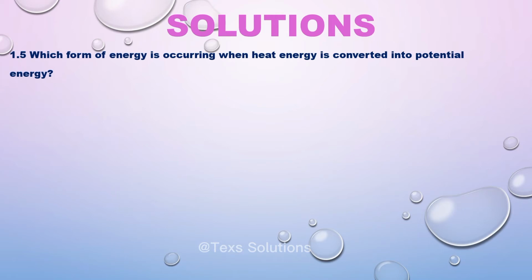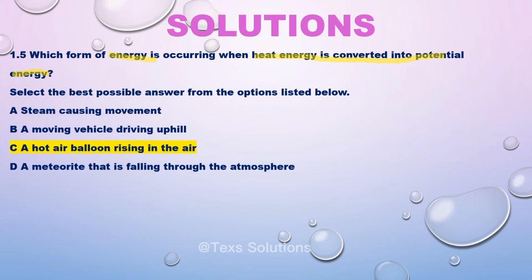Question 1.5. Which form of energy is occurring when heat energy is converted into potential energy? There are many different forms of energy. Energy is the ability of an object to do work. Here we are looking specifically at heat energy being converted into potential energy. So we need to understand what potential energy is, right?